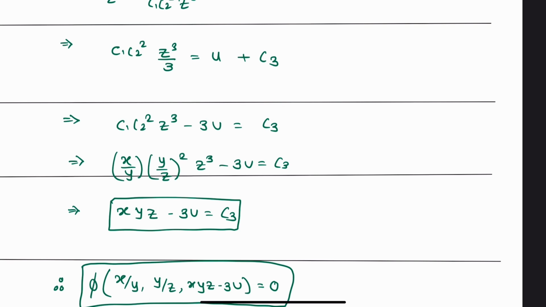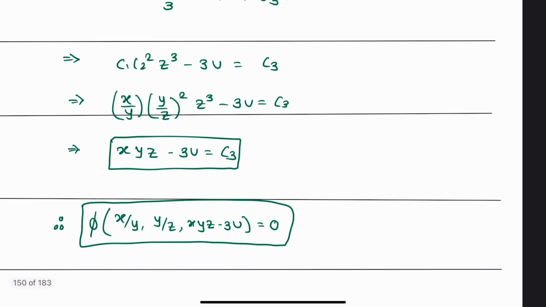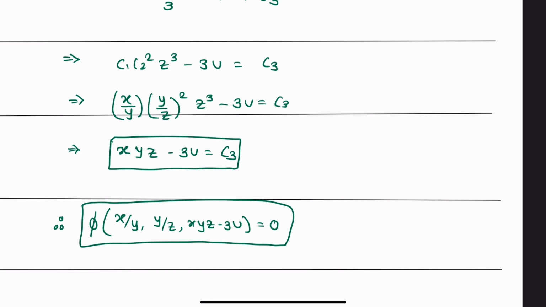Now replace back the value of c1 and c2. This is what we will get. Simplifying, we get xyz minus 3u equals c3. And now, like earlier, how we used to write the final solution? Phi of c1 comma c2 equals 0, right? Now here we have three independent variables, so we'll write phi of c1 comma c2 comma c3 equals 0. And this is our final answer. Okay. Thank you.